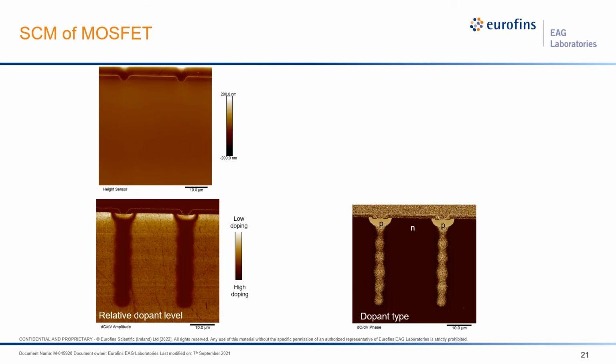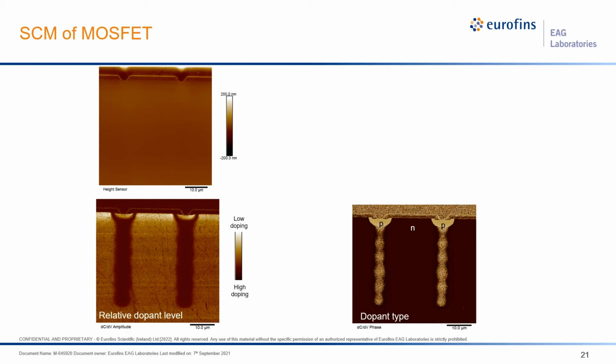Here we have the DC over dV amplitude image, which maps relative dopant levels. In this case, brighter colors indicate lower doping. On the right is the DC over dV phase image, which shows dopant type. Yellow in this case is P, and dark brown is N. The speckled color corresponds to no signal.